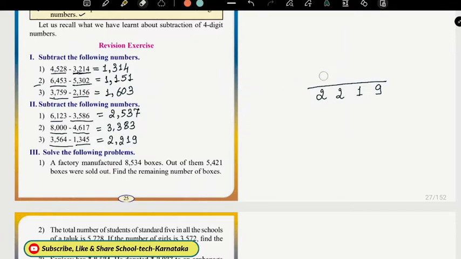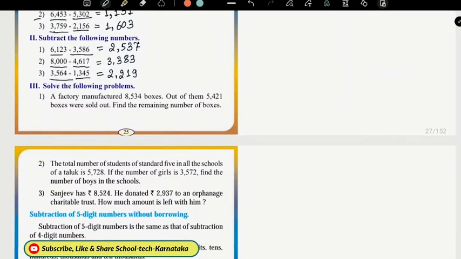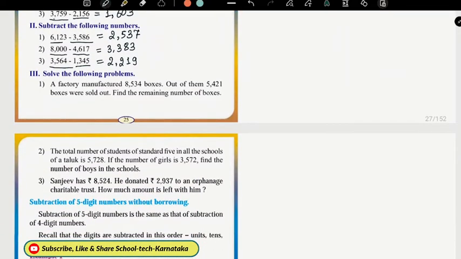Okay, let's move on to our third question. Solve the following problems. These are verbal problems that we need to solve. First question. A factory manufactured 8,534 boxes. Out of them, 5,421 boxes were sold. Find the remaining number of boxes.